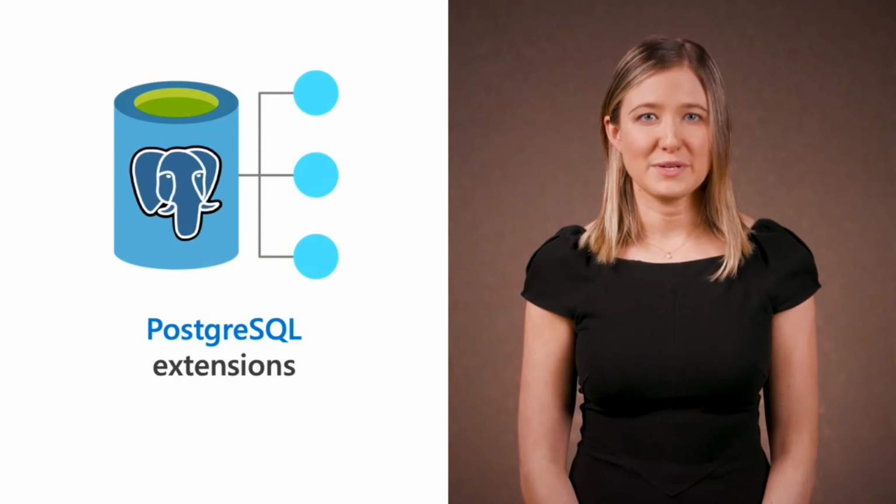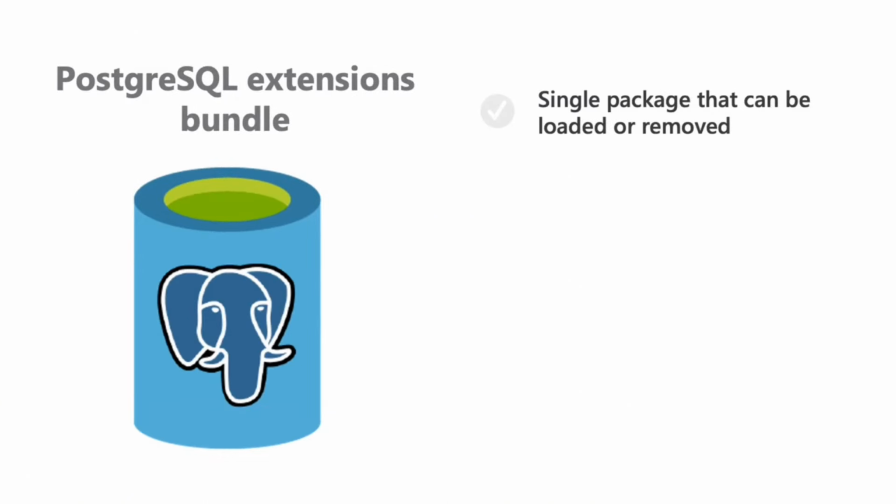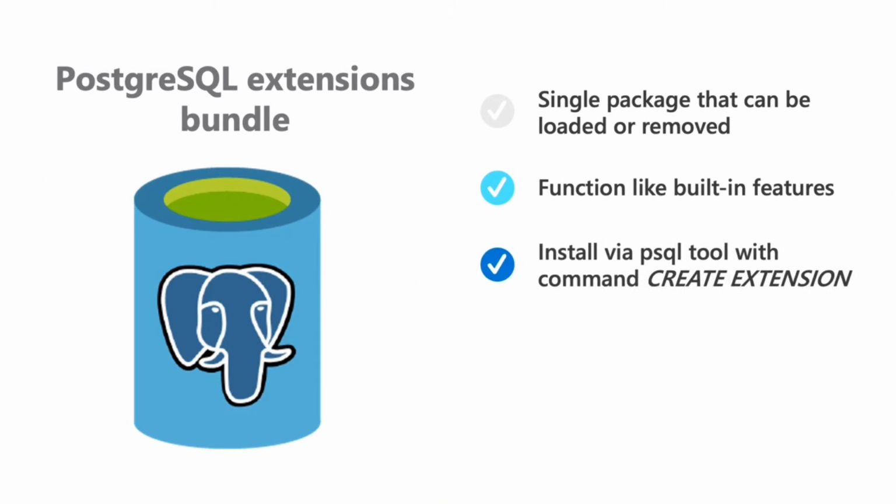PostgreSQL also provides the ability to extend the functionality of your database using extensions. Extensions bundle multiple related SQL objects together in a single package that can be loaded or removed from your database with a single command. After being loaded in the database, extensions function like built-in features. You install an extension in your database before you can use it. To install a particular extension, run the CREATE EXTENSION command from the psql tool to load the packaged objects into your database. Not all PostgreSQL extensions are supported in Microsoft Azure.